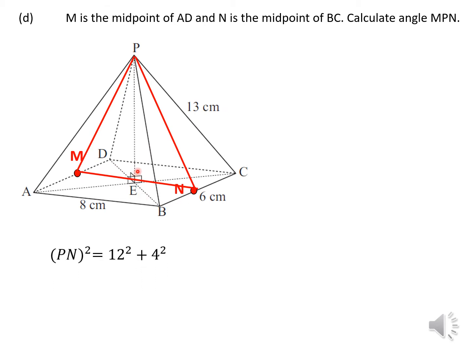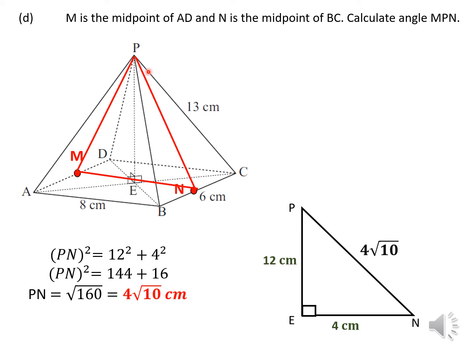So let me bring it also on the other side. They want me to find angle MPN. Once you have to find PN, I do not need to go all the way up to M. I just have to look at that right angle triangle, which is the triangle PNE. So in triangle PNE, I find what PN is. PN is this distance that I need to calculate, and that will be 12 squared, which is the height, plus 4 squared. And where do I get the 4?